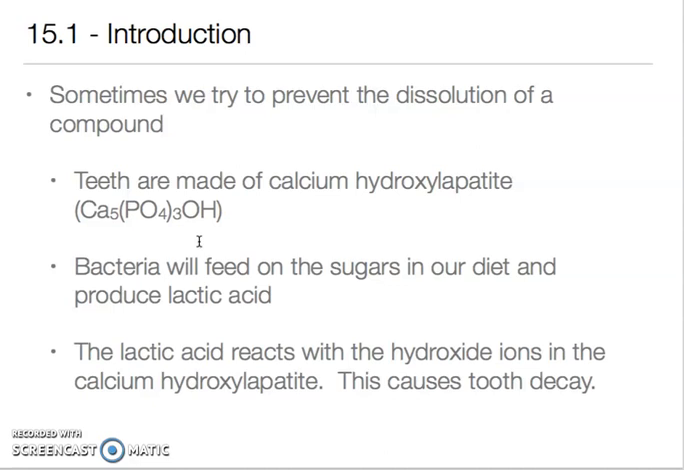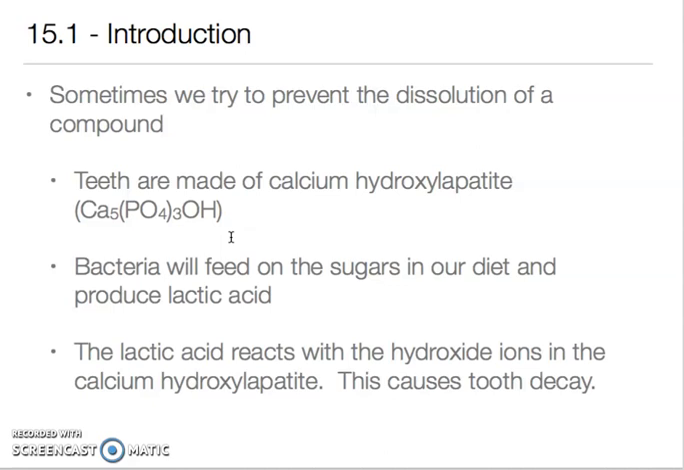One of the biggest issues with keeping our teeth healthy is that when we eat diets that are heavy in sugar, bacteria will feed on those sugars and produce lactic acid. When lactic acid comes into contact with this hydroxy group, it undergoes a neutralization, and that lactic acid reacts with it and causes the tooth to decay. So basically what happens is it pulls these ions out of their solid state and into solution.